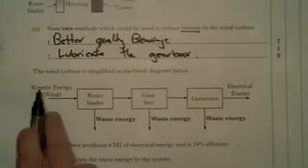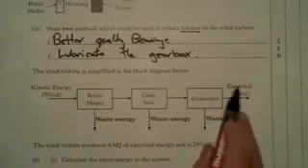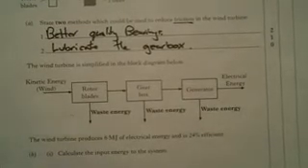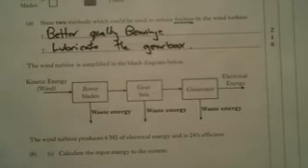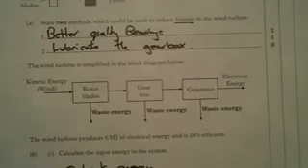Okay, moving on, we've got an efficiency table. It says the wind turbine is simplified in the block diagram below. Here's the wind energy going into the rotor blades and the electrical energy coming out of the generator. It says the wind turbine produces 6 megajoules of electrical energy, but is only 24% efficient. So we're losing quite a bit. Let's write down the efficiency formula first, which is output energy divided by input energy. Okay.